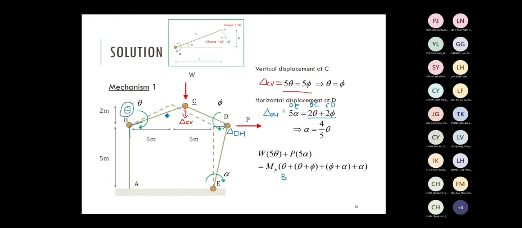Point C is joining member BC and member CD. Member BC is under rotation theta. Member CD is under rotation phi. So the rotation at point C is equal to the rotation of member BC plus the rotation of member CD, which means theta plus phi.